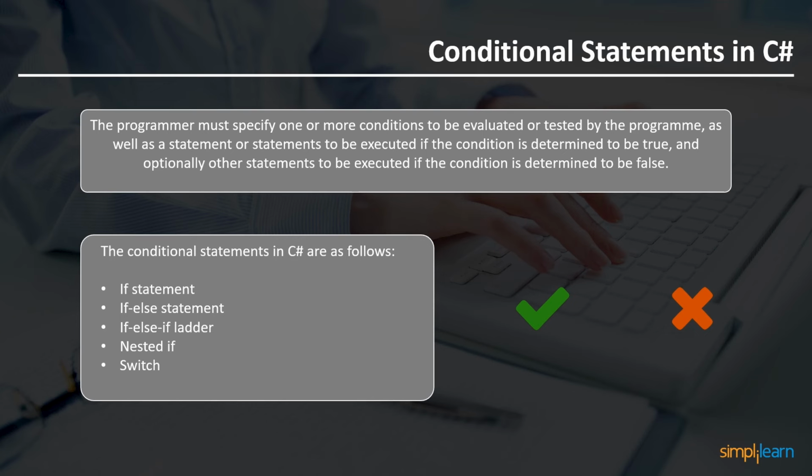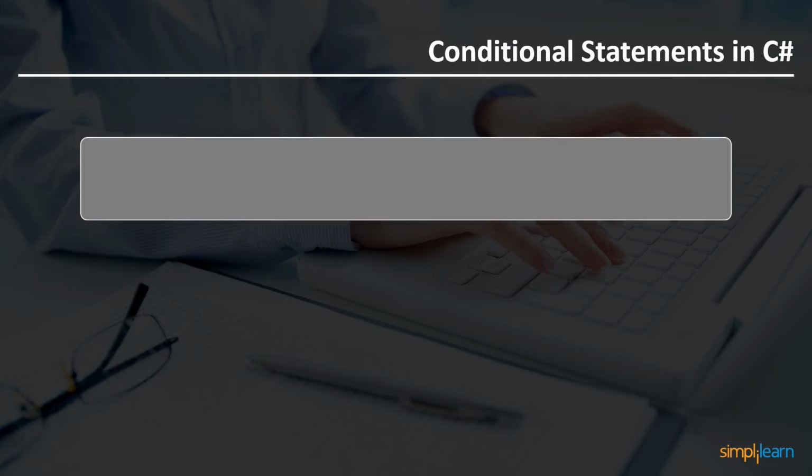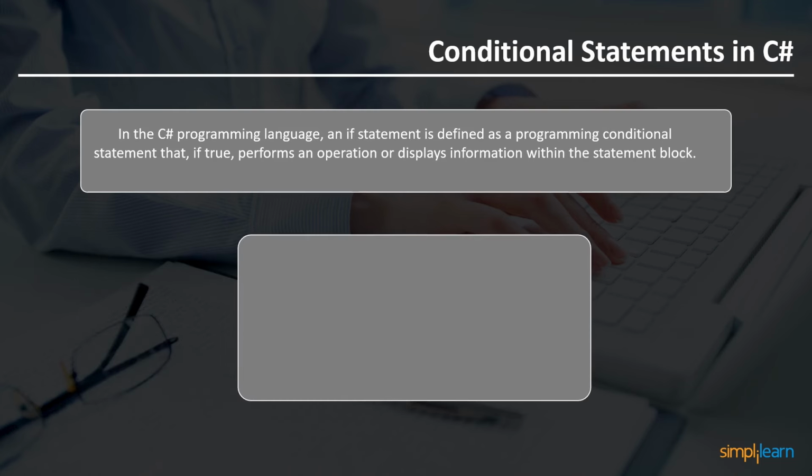The types of conditional statements in C# programming language are as follows. In C#, we start with the if statement, then we have the if-else statement. Following that, we have an if-else-if ladder and a nested if conditional statement, and finally a switch statement. We will go through all of these conditional statements in C# one after the other.